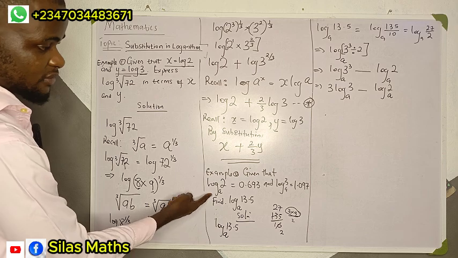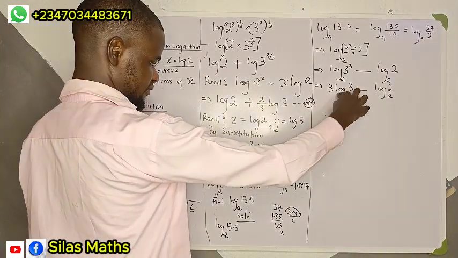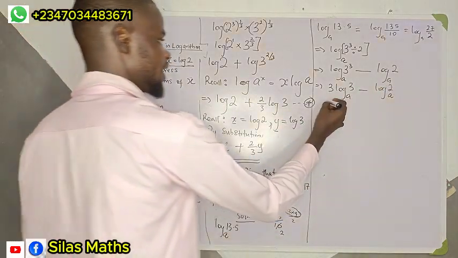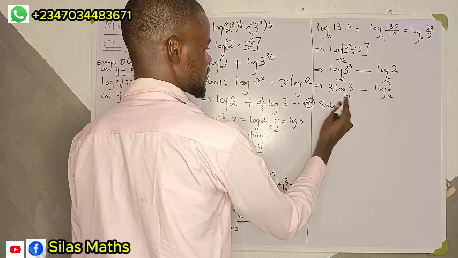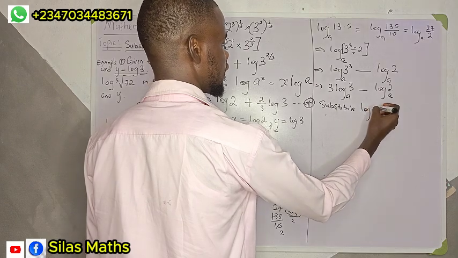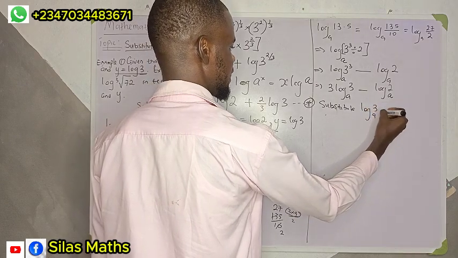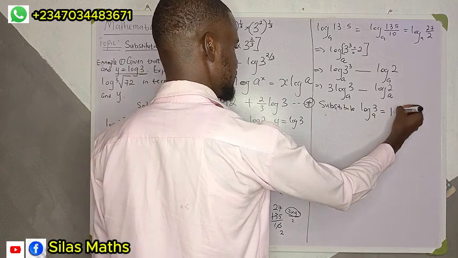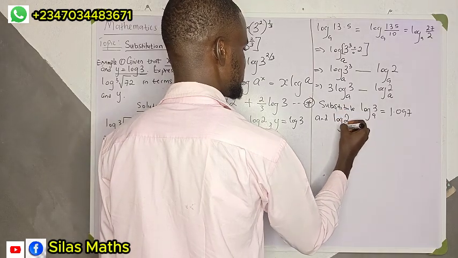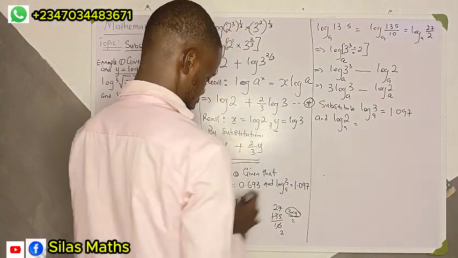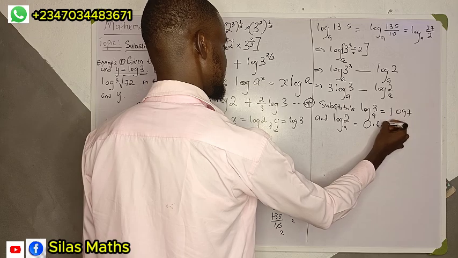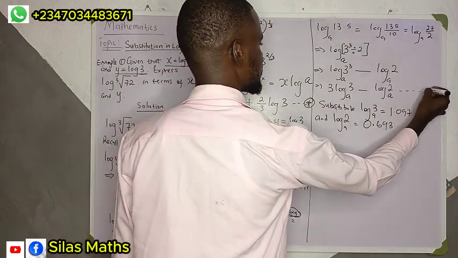So finally we've gotten this. We have log of 3 base a, and we have log of 2 base a. Wow. So we can substitute. Log of 3 base a is equal to 1.097 and log of 2 base a is equal to 0.693.